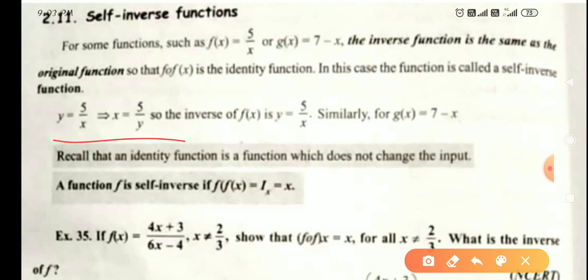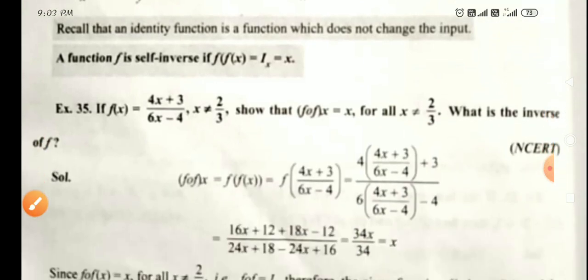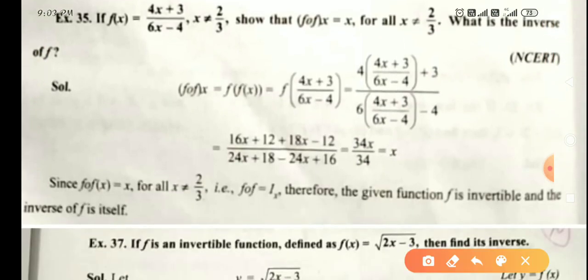One example is there, example 35. fx equals 4x plus 3 upon 6x minus 4, x is not equal to 2 upon 3, because if x equals 2 upon 3, then the denominator will be 0, and division by 0 is not possible, so it will not be a function. So show that fof equals x. In the self inverse case, fof is equal to x.